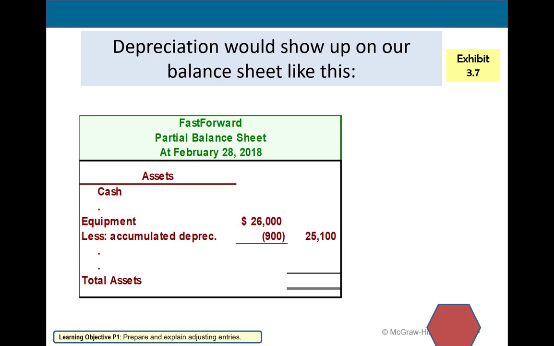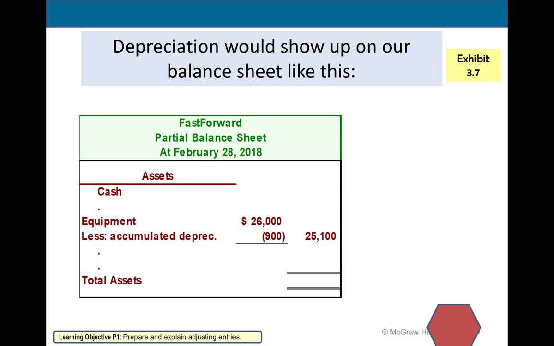When we look at our balance sheet, remember I told you that it would show up underneath that asset. When we subtract that from the equipment cost, we find out the book value is $25,100. Now this balance sheet is after February 28th. So $300 a month, that's where we get the $900 from.